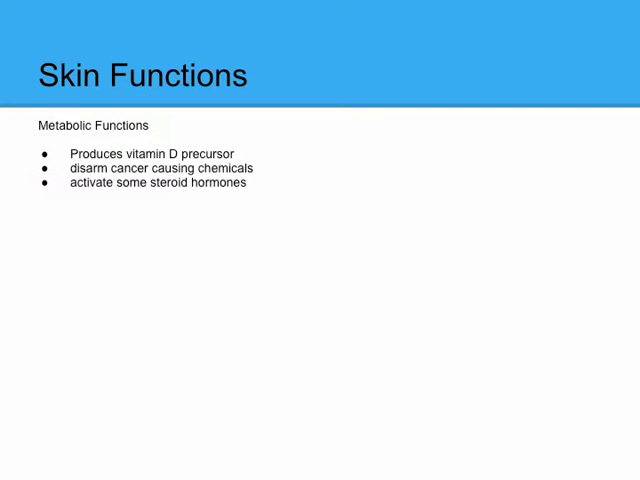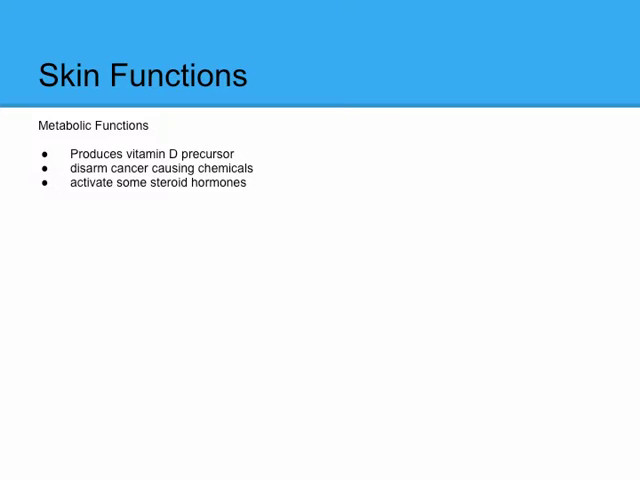All right, metabolic functions. You've probably heard that when you're in the sun, your skin produces vitamin D. So yeah, it's true. It produces a vitamin D precursor, which is later metabolized and turned into vitamin D. Vitamin D is incredibly important in calcium metabolism. We can't even absorb calcium without it. So our digestive system can't absorb calcium without it.